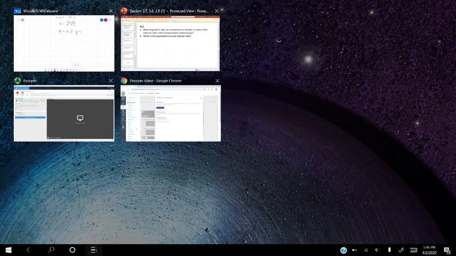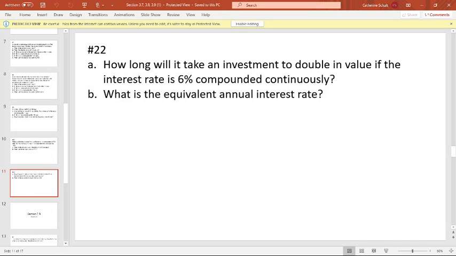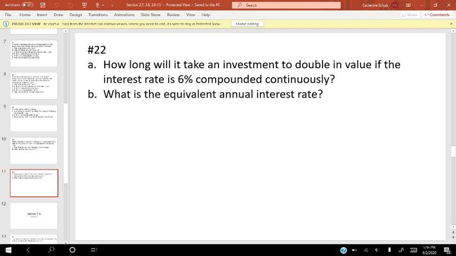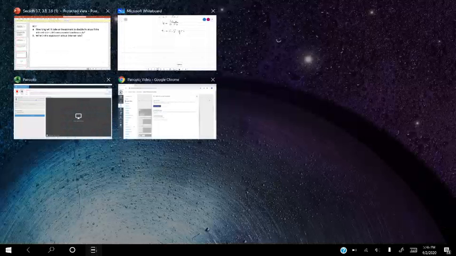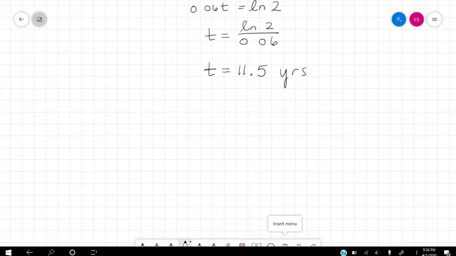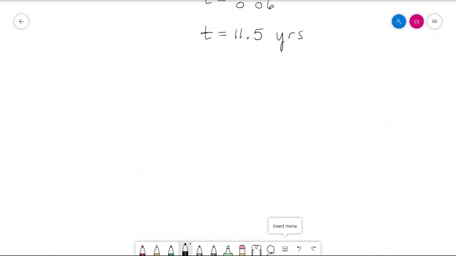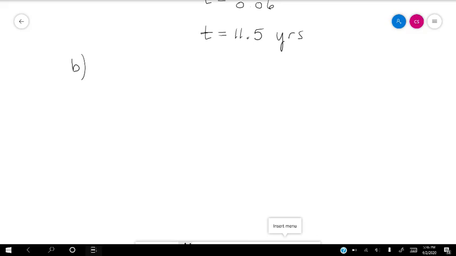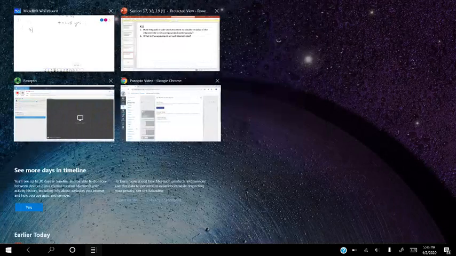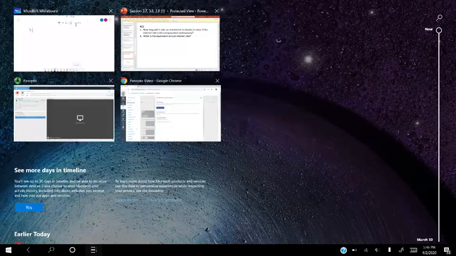Let's see what the last part is. What is the equivalent annual interest rate? Okay, so if it's an annual interest rate, that means it's not compounded continuously, it's compounded once. Okay, so, wait, what's the question? What is the equivalent annual interest rate?